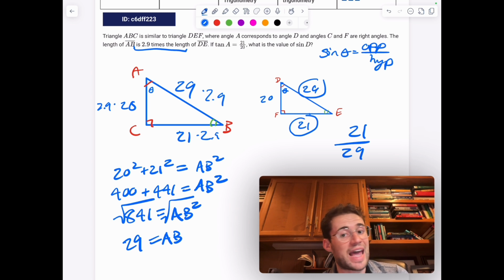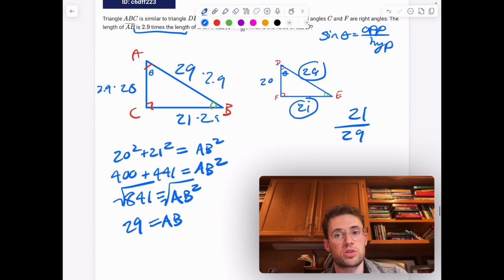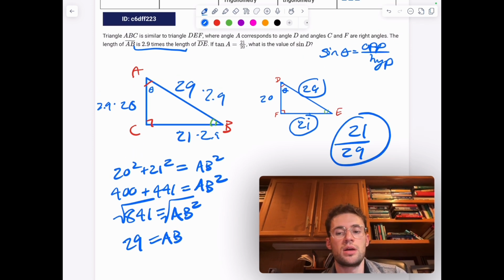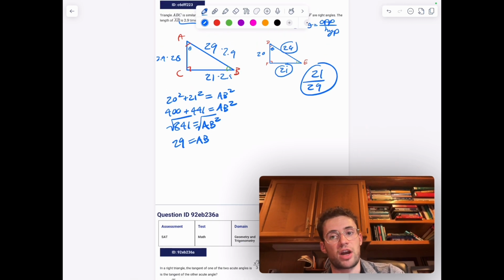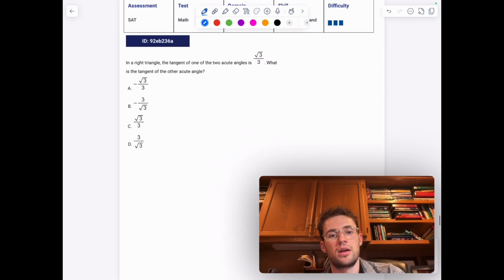Again, it doesn't matter if that's actually 21 or 29. The ratio of these two to each other is 21 to 29. So it's 21 over 29 will be your sine of D. You just write it like that. If you want, you could type that in your calculator and change it to a decimal, but there's not really any point because they accept it as a fraction, and that's already fully simplified.